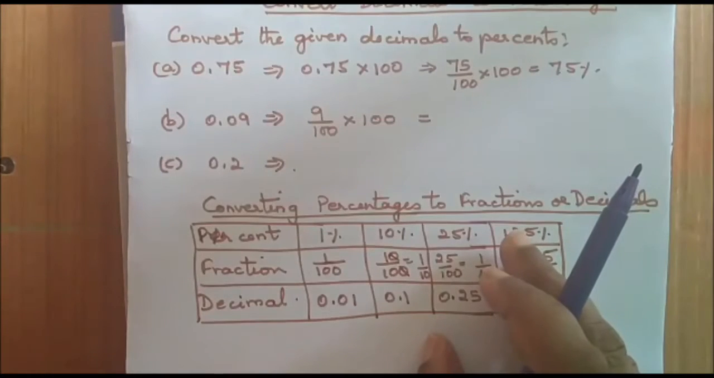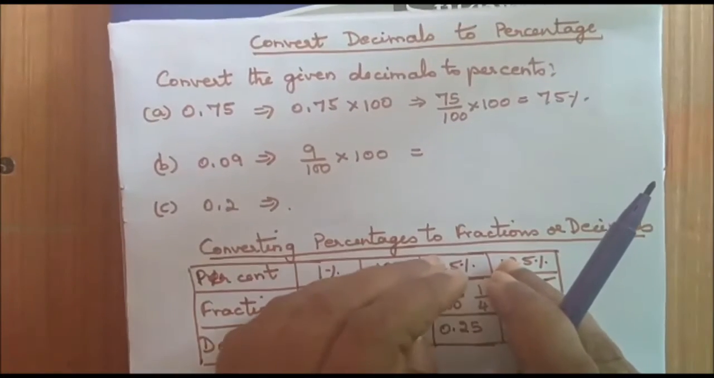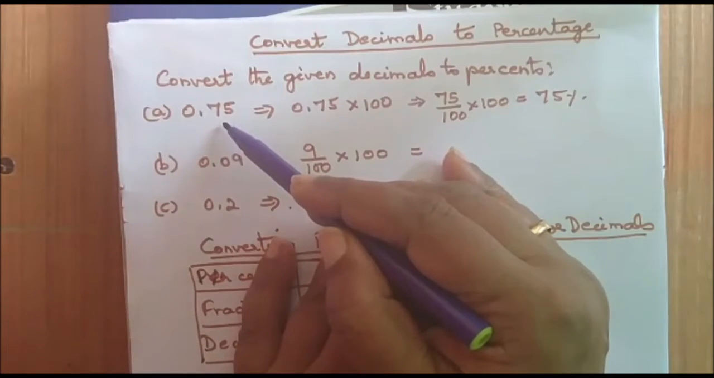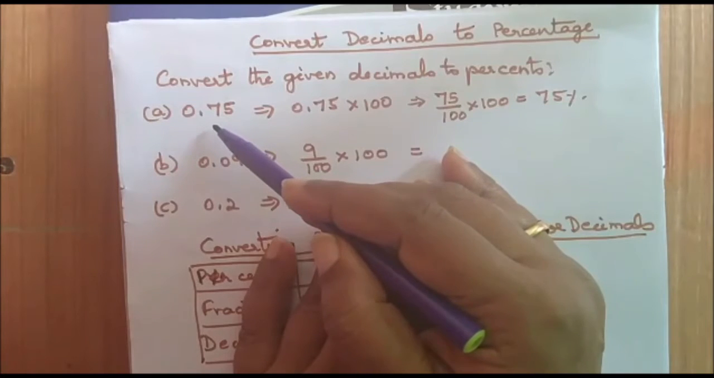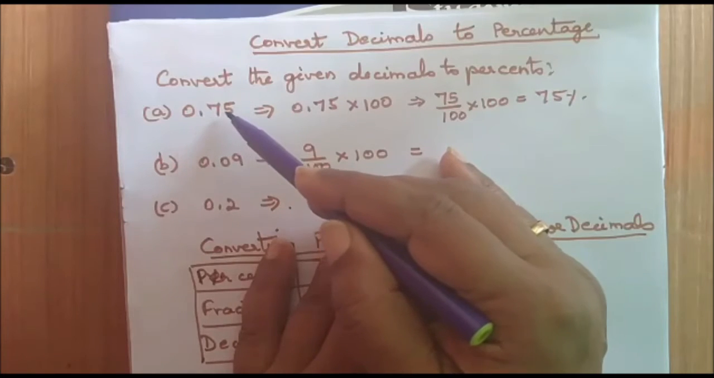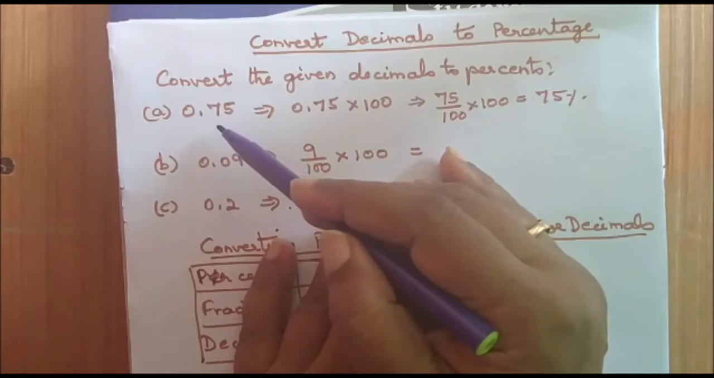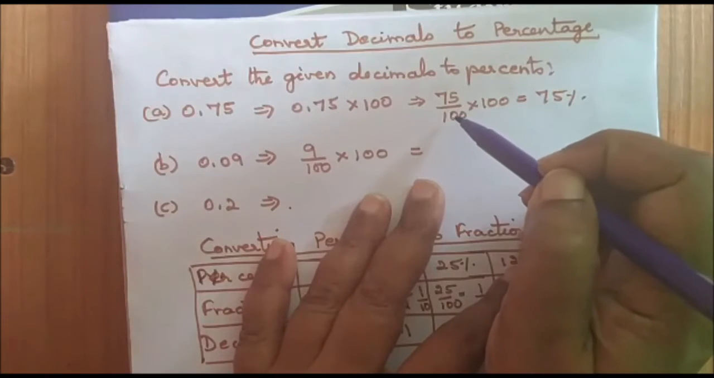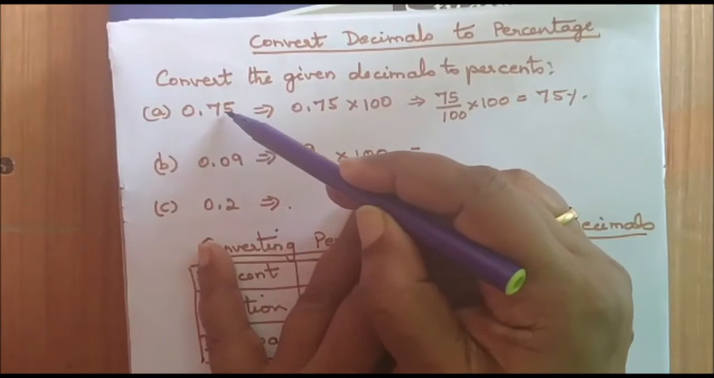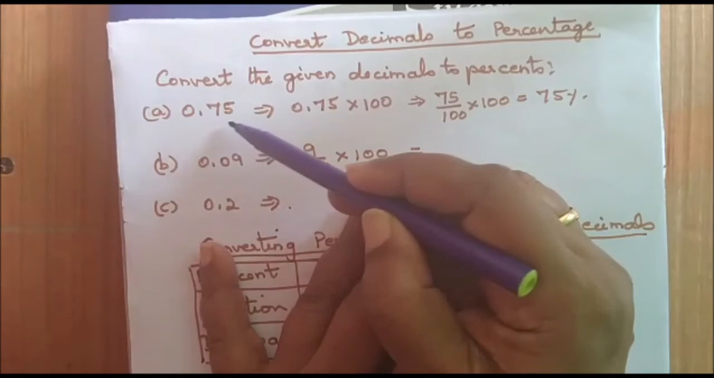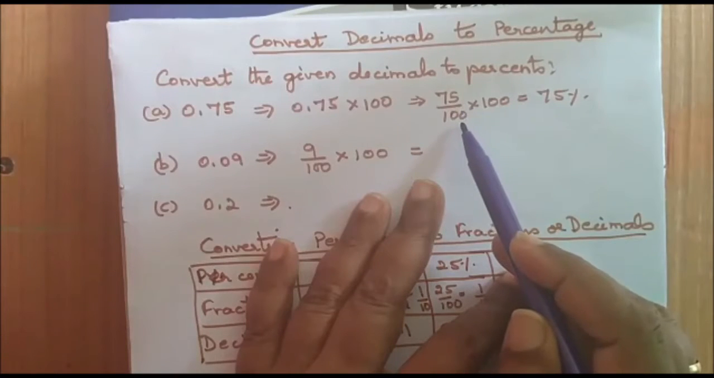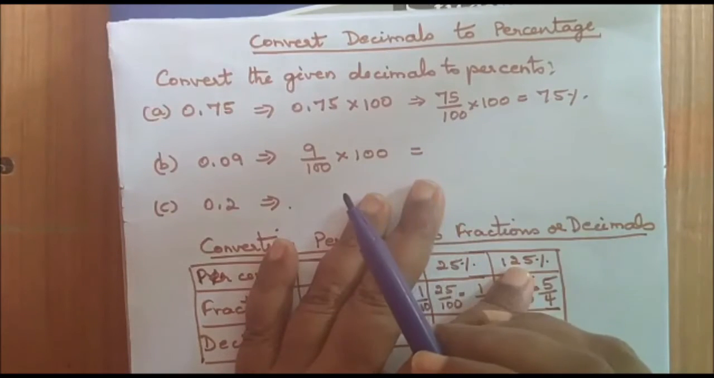Okay. Now, we'll go to the next one, that is how to convert decimals to percentage. I have been given a decimal 0.75. How can I convert it into percent? First, I have to remove the decimal. There are two places after the decimal, isn't it? So, I should divide it by 100, because 100 has two zeros. So, 75 by 100 into 100 gives me 75%.